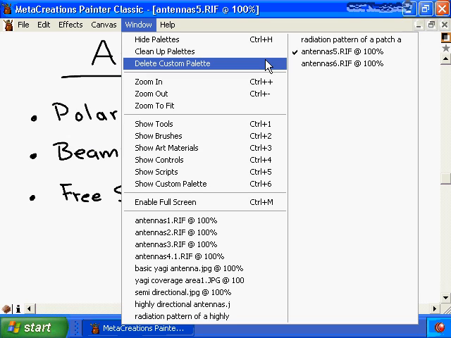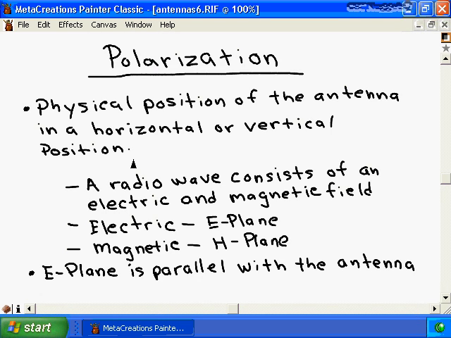Now, in a nutshell, polarization basically means whether or not the antenna is in a horizontal or a vertical position. But as you can imagine, there's a little more to it other than that. Now, the radio wave that is being radiated from an antenna actually consists of two fields, an electric field and a magnetic field. The electric field is called an E-plane, whereas the magnetic field is called the H-plane. Now, the E-plane runs parallel with the antenna. In contrast, the H-plane runs perpendicular to the antenna. And it's the E-plane and the position of the antenna that we're most concerned about.